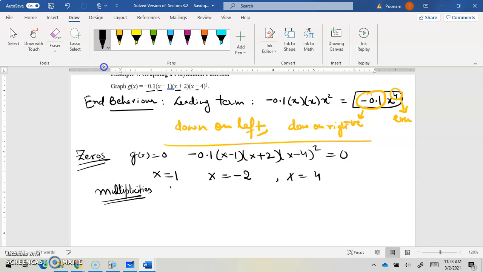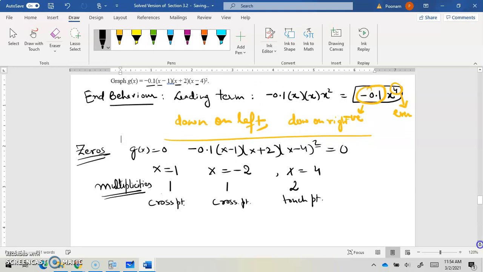For x equal to 1, this is 1. For x equal to negative 2, it is 1. For x equal to 4, it is 2 because it's repeating 2 times. That means this one, the first one, is a cross point. This is also a cross point. And this one is a touch point.